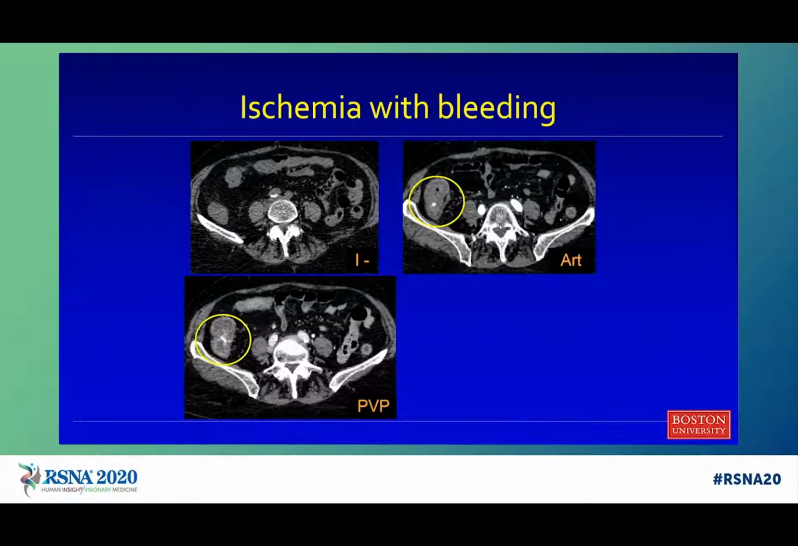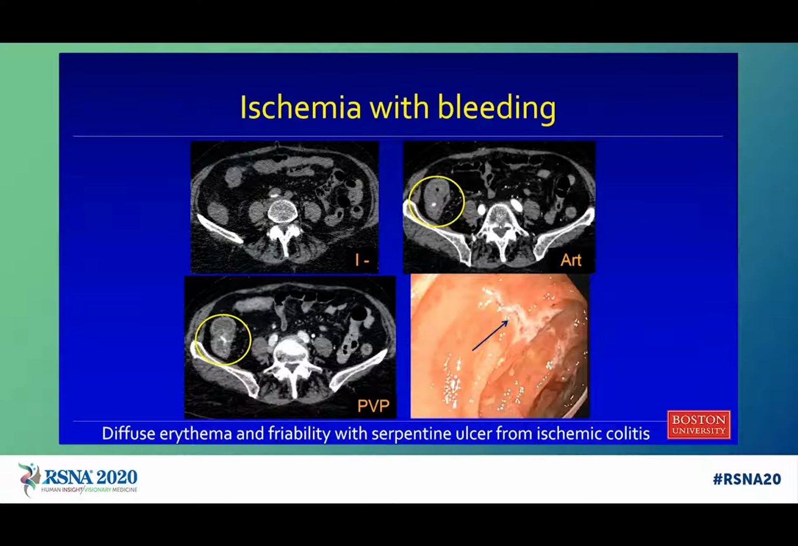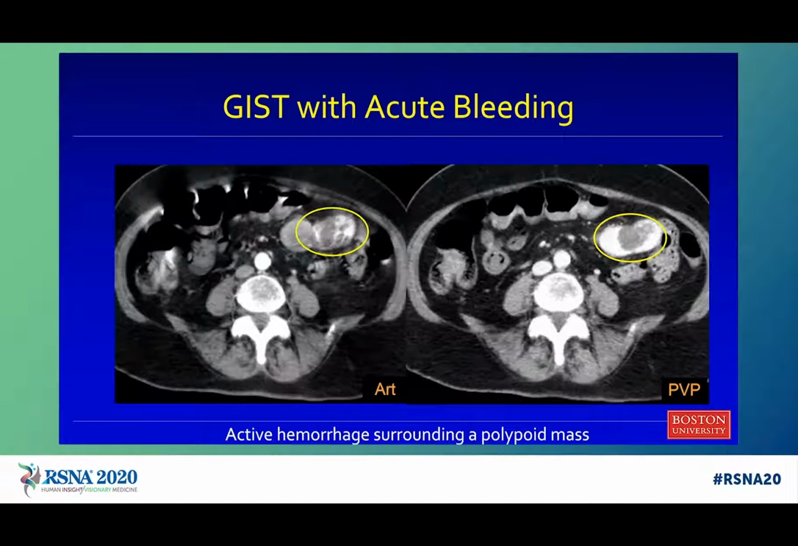This is an example of ischemia with bleeding. We see active extravasation in the ascending colon. At colonoscopy, there was diffuse erythema and friability of the colonic wall with a serpentine ulcer from ischemic colitis. This is an example of a GIST with acute bleeding. We see a polypoid mass in the small bowel surrounded by hemorrhage.